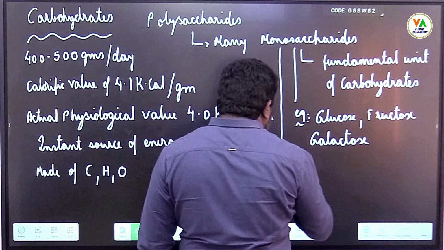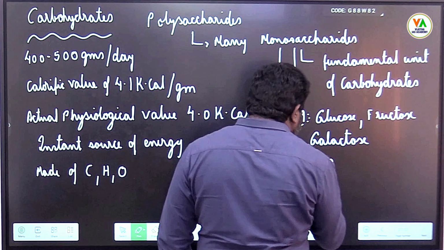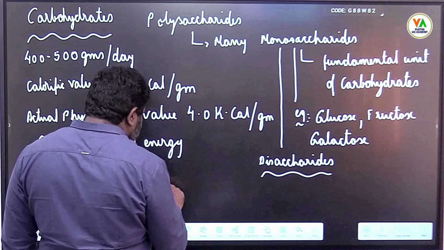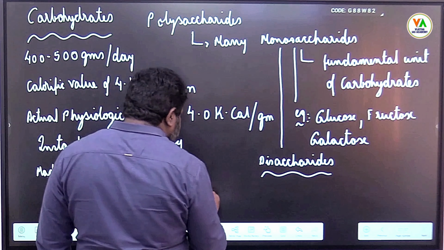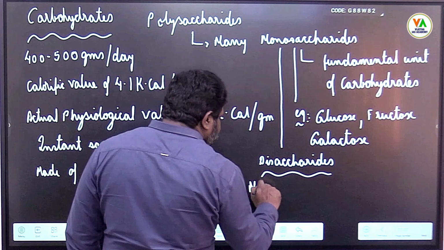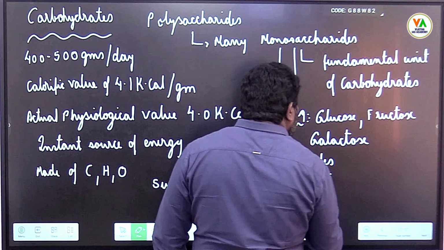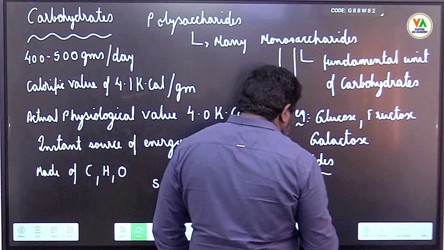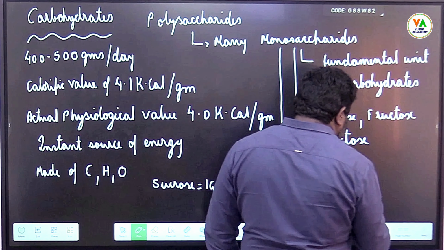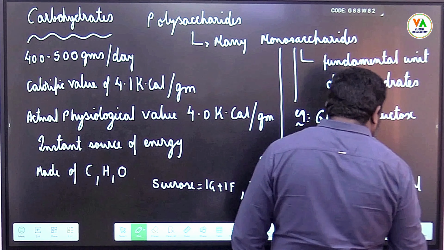Two units of monosaccharides are disaccharides. So disaccharides consist of what? Two monosaccharides. Say for example, you can take sucrose. Sucrose consists of one glucose and one fructose. Maltose. Maltose consists of two molecules of glucose. Then lactose. Lactose consists of one molecule of glucose and one molecule of galactose.